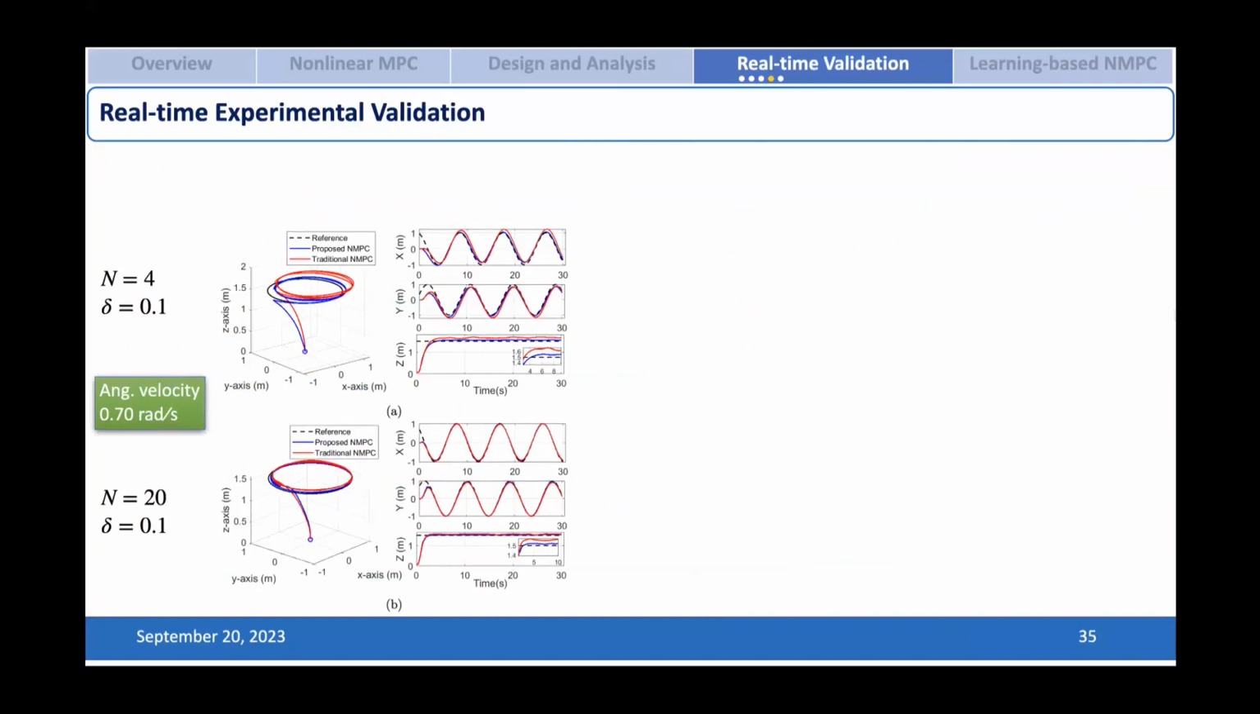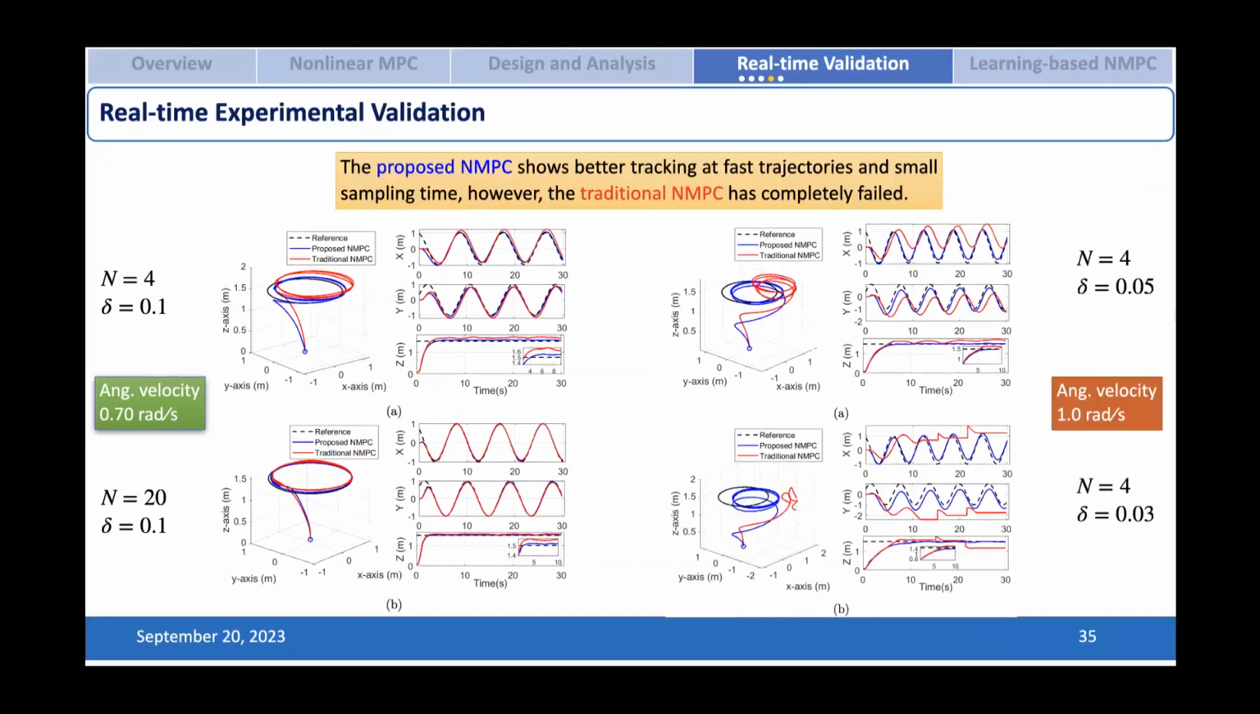As we can see here, a quick comparison between the proposed controller without terminal conditions and the traditional controller with terminal conditions. If we have N equals 20 and the sampling time is 0.1, we can see both controllers work well, but the proposed one is still better than the traditional. If we decrease the prediction horizon, both start to degrade in performance, but still the blue one, the proposed one, beats the traditional controller.